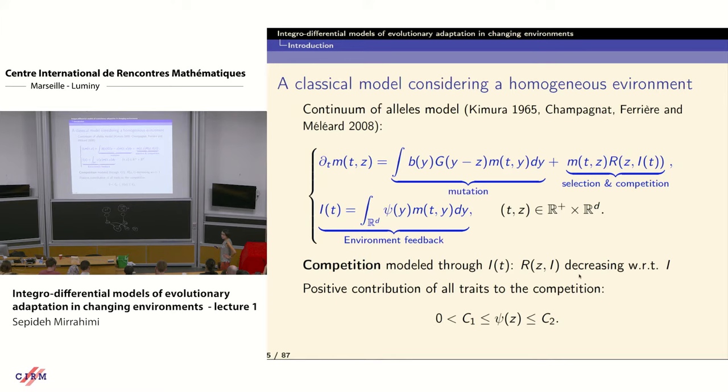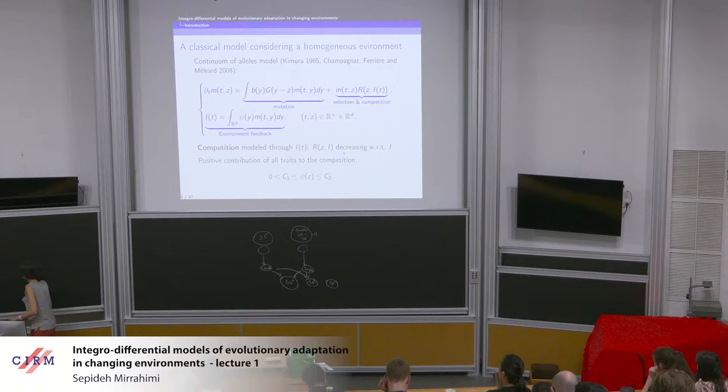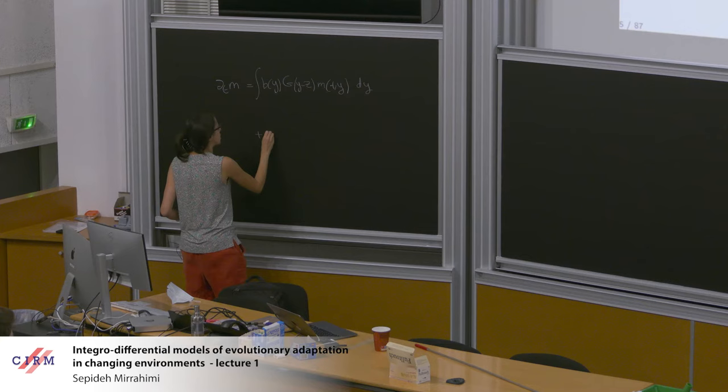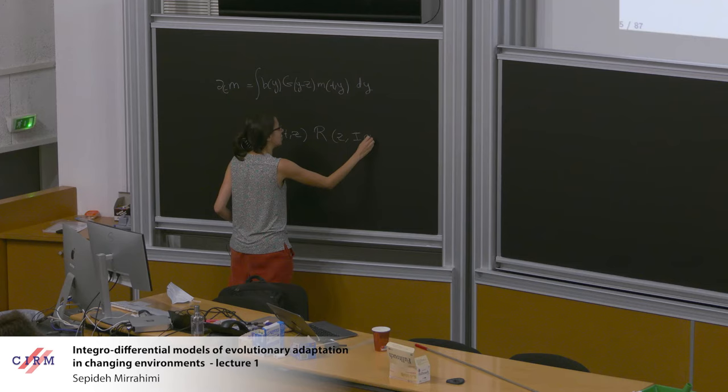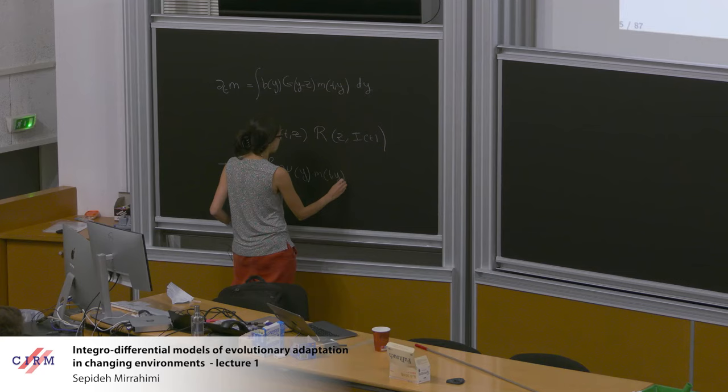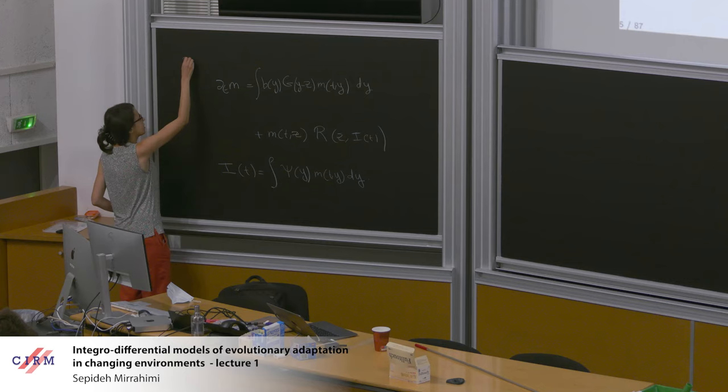So let me write this. ∂_t M(t,z) = ∫ B(y) G(y−z) M(t,y) dy + M(t,z) (R(z) − I(t)). And here, I(t) is an integral term, which is given by ∫ ψ(y) M(t,y) dy. Okay, so here, z is the trait, M is the phenotypic density.